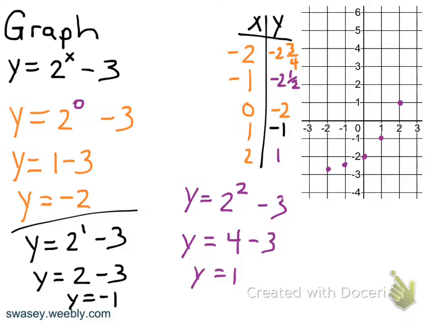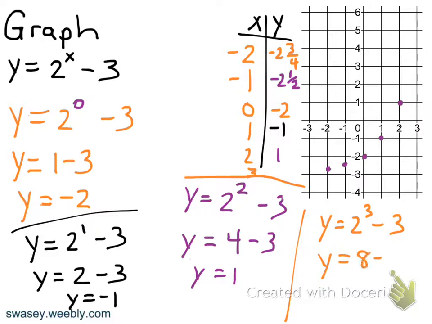Let's find one additional point. So let's go ahead and put 3 in. I want to see where that's going on the right-hand side of that graph. So y equals 2 to the third power minus 3. 2 to the third power is 2 times 2, that's 4, times 2 is 8. 8 minus 3 gives us 5. So we have a point at 3, 5. Final step here will be to connect those points with a smooth curve.